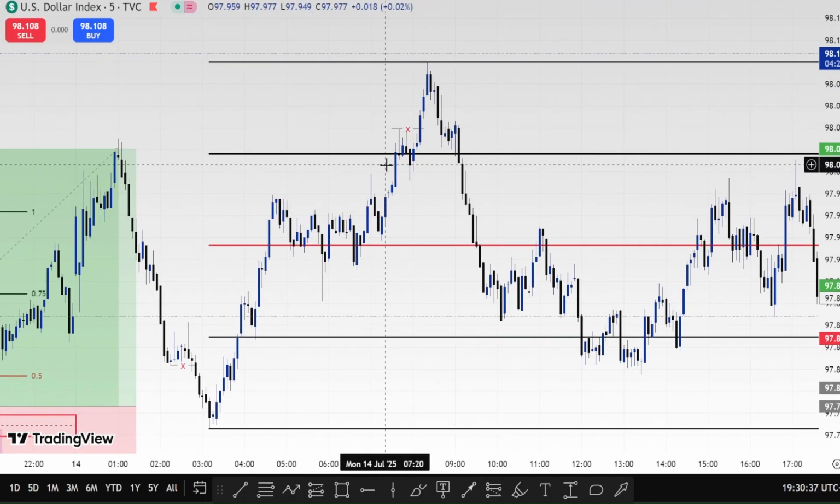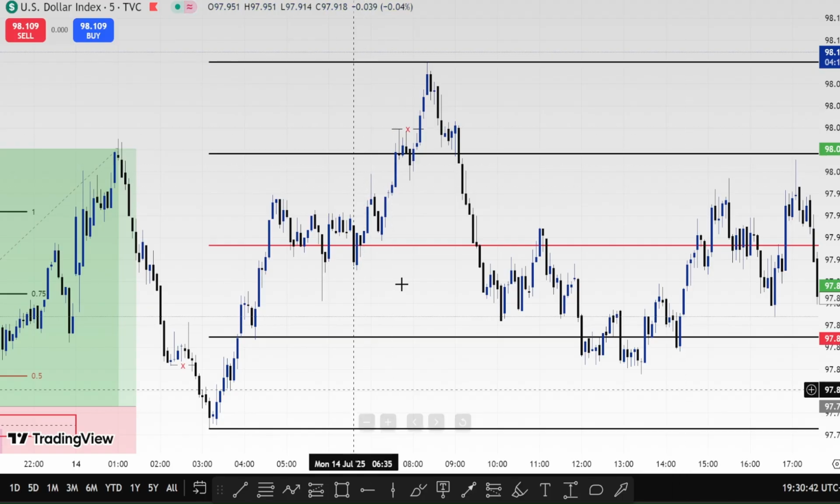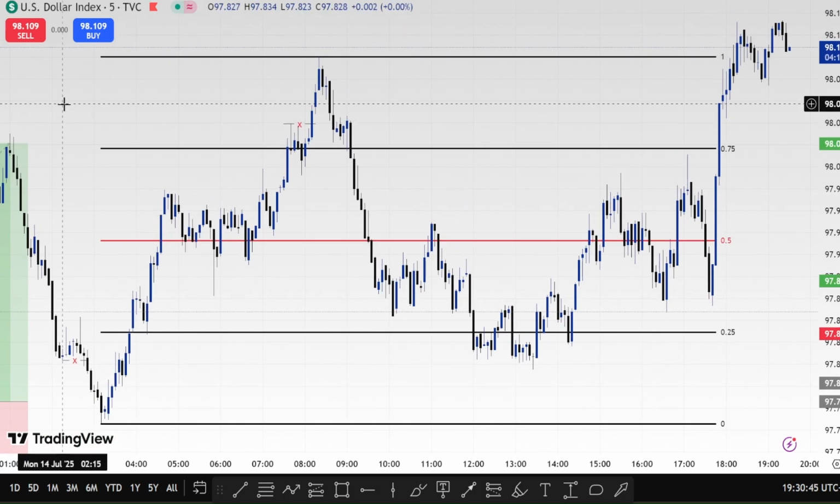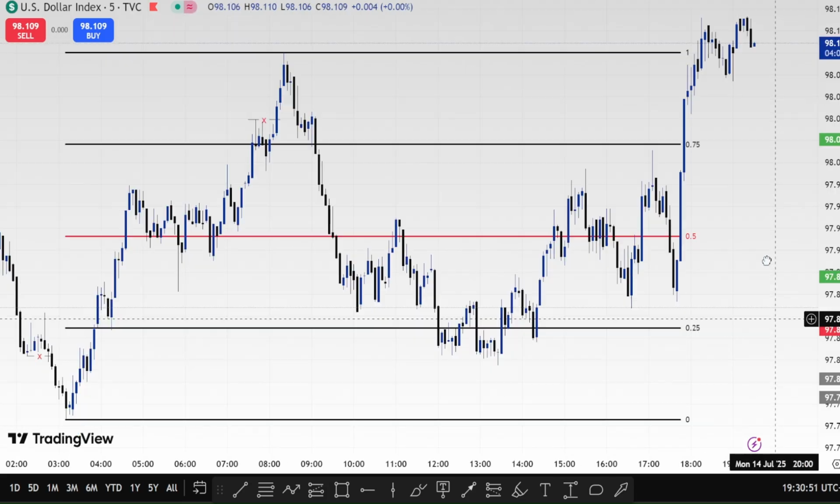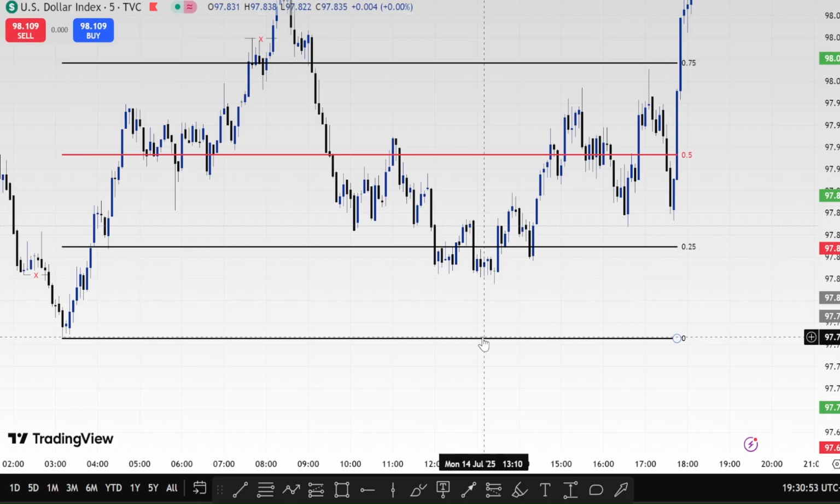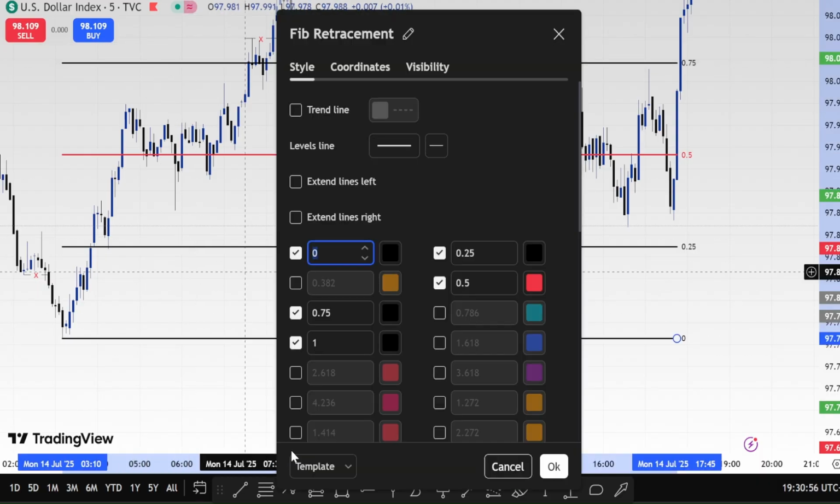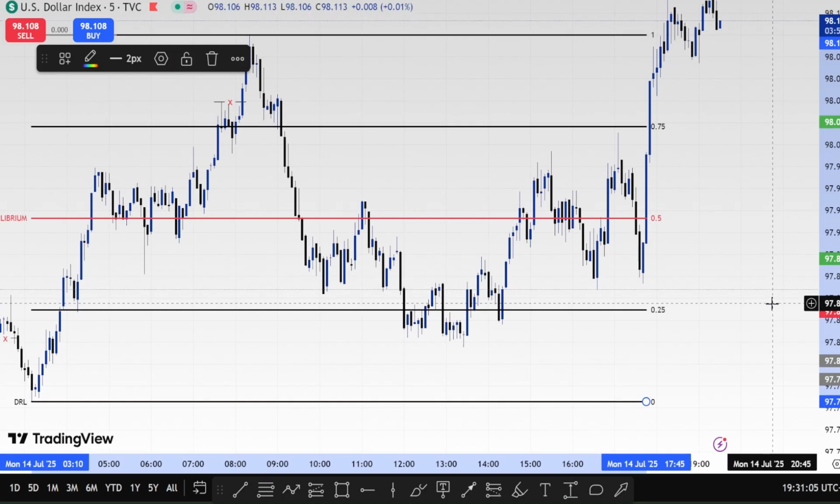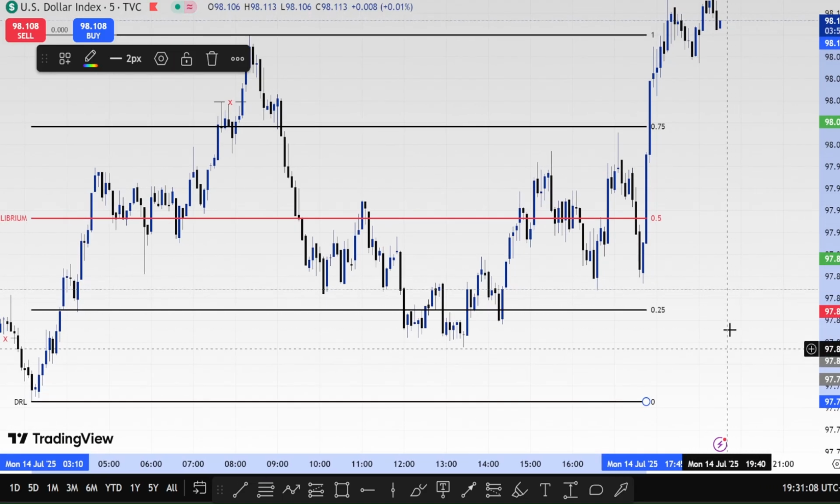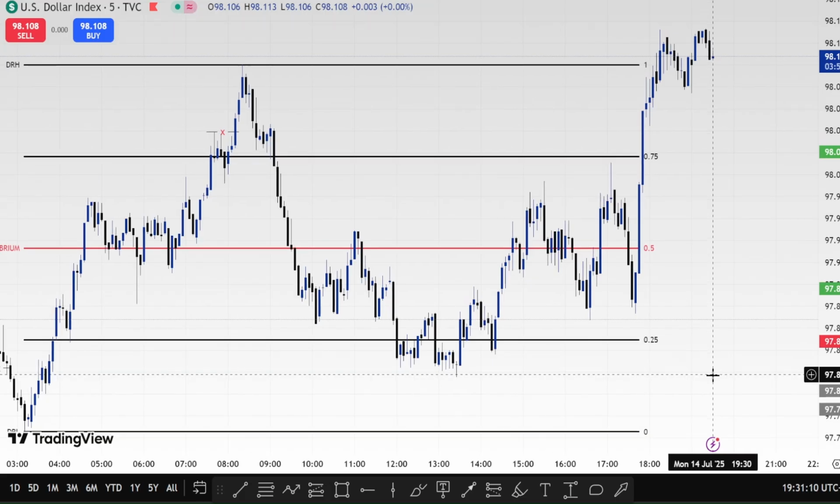If it doesn't succeed, I move. If price changes the scenario or my bias and raids this low, the dealing range low, the DR low, that's where I shift everything. I'm no longer going to look for bullish bias, no longer for bullish movement, but bearish movement.